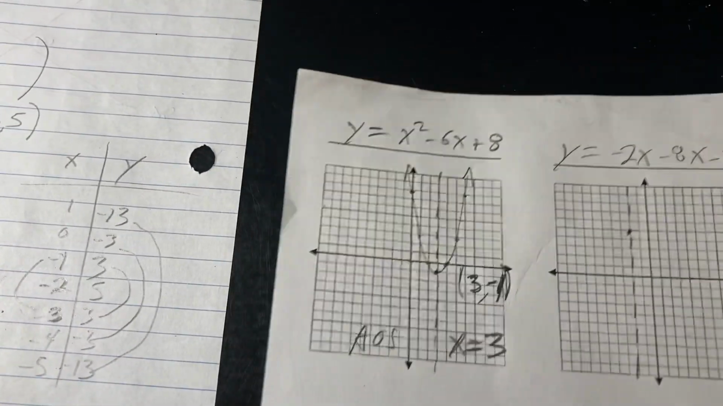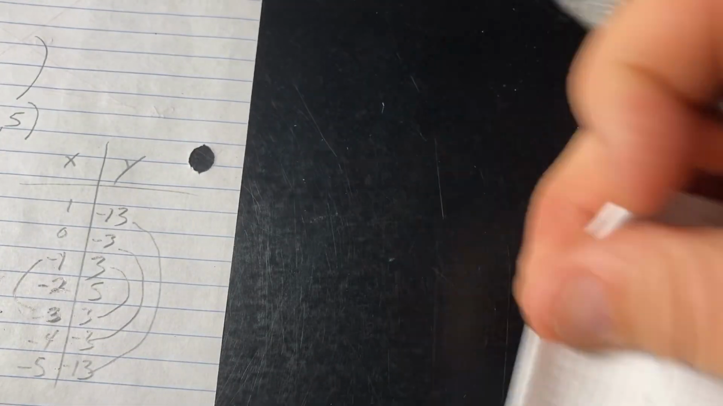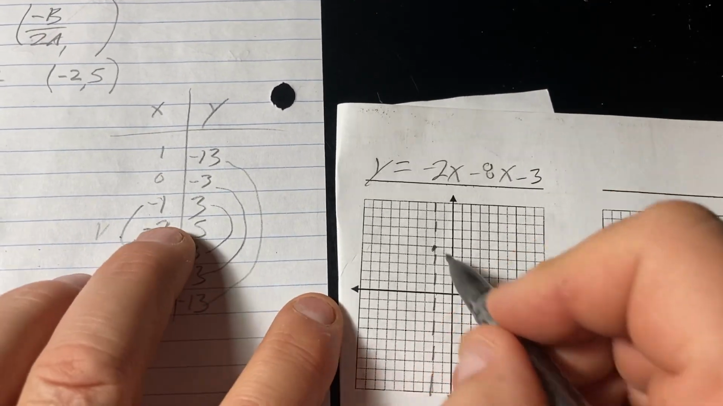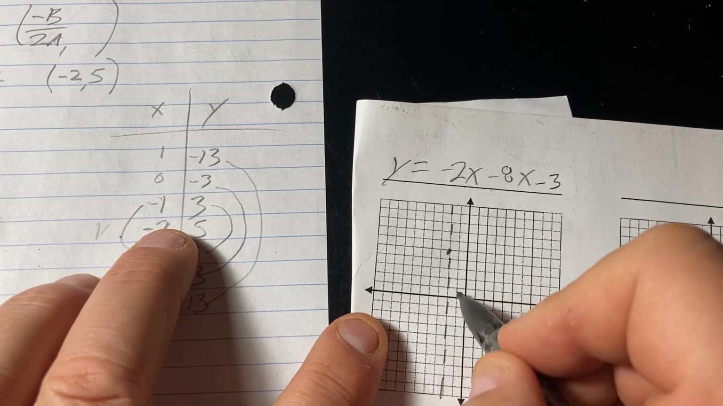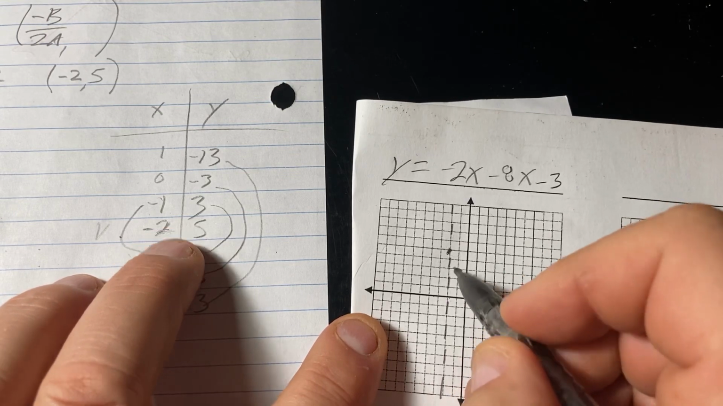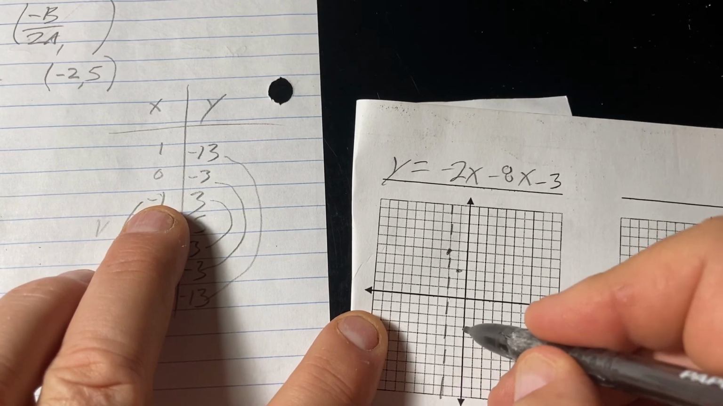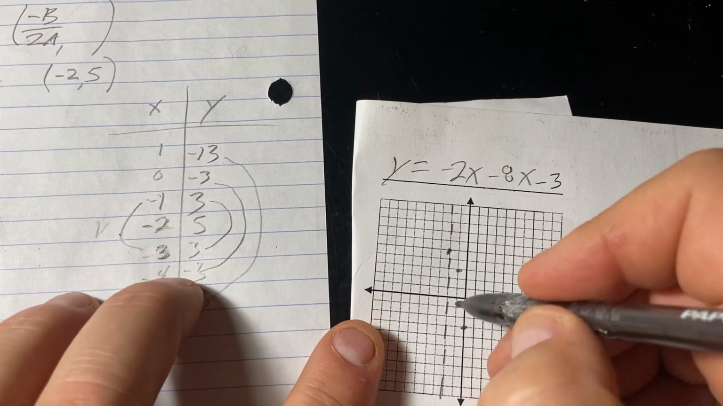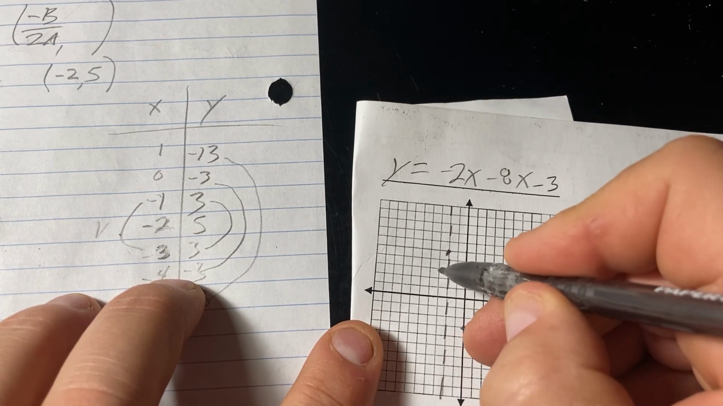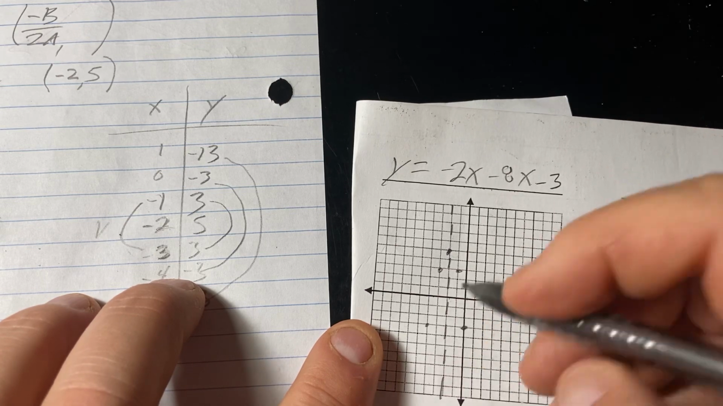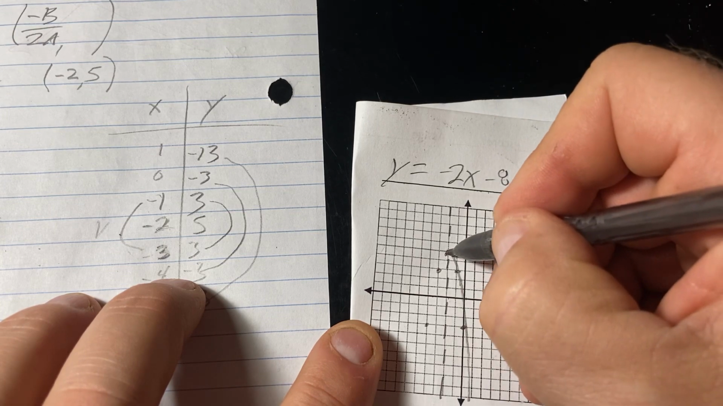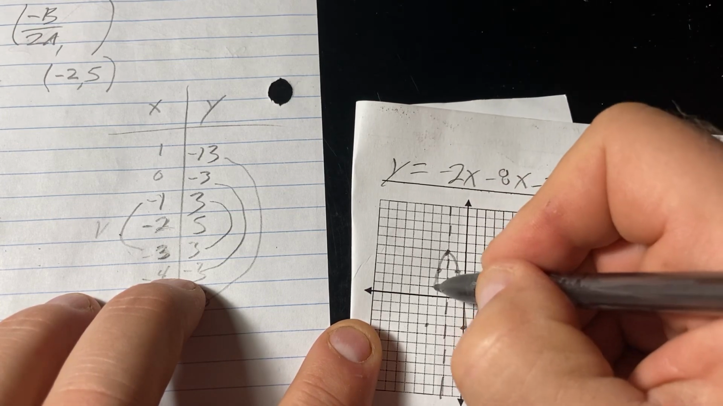Okay, now I can plot those points on my graph. Negative 2 comma 5, negative 1 comma 3, 0 comma negative 3. Negative 13 is off the chart. And then make it U-shaped.